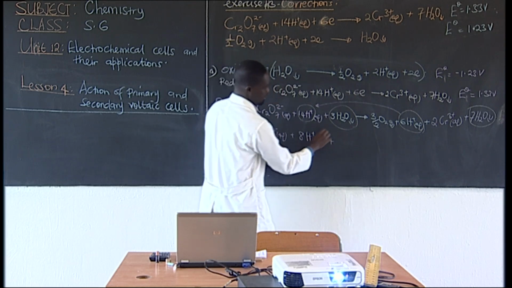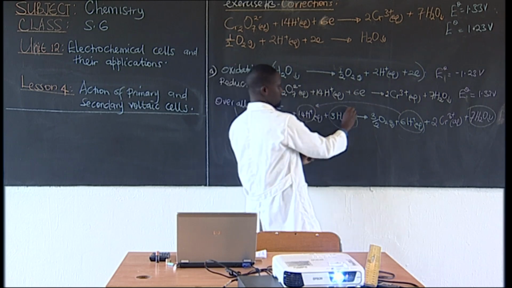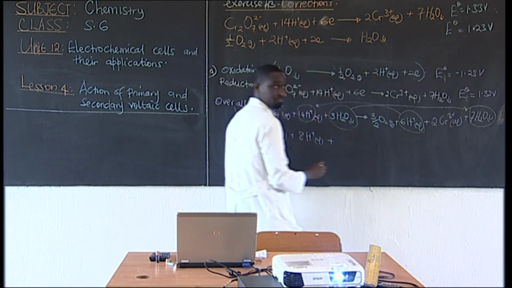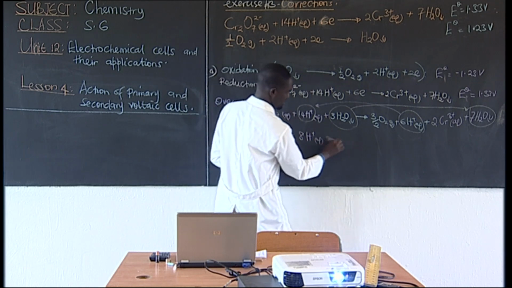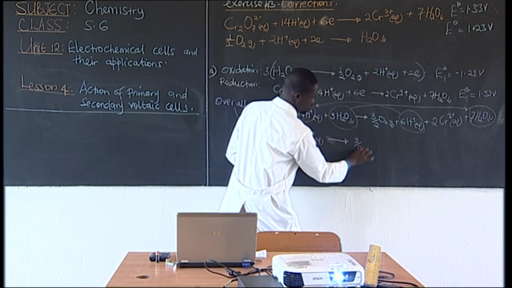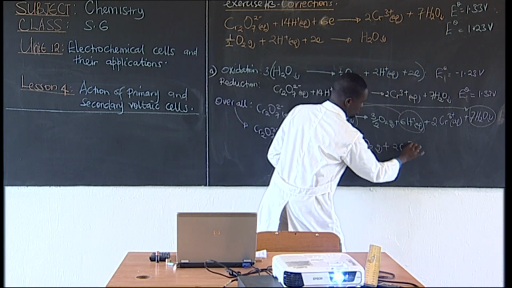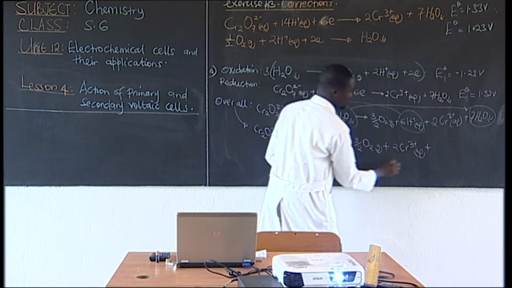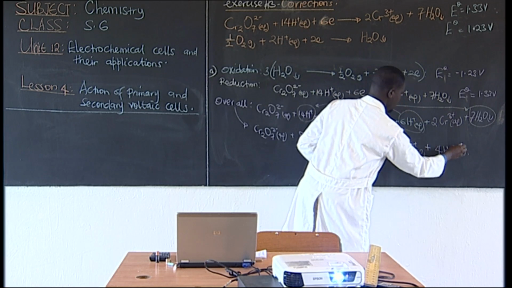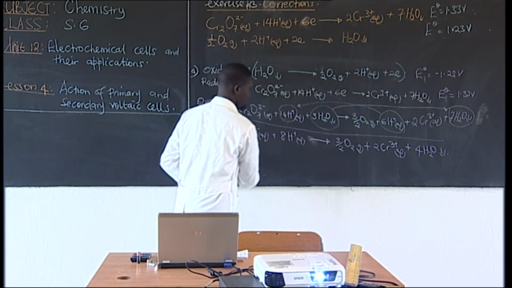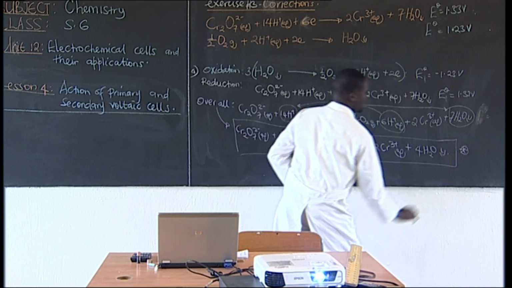Then plus, this is 3, this is 7. So we shall take this water molecule to that side. You're not seeing that? So in here, this ends up this way. It will give us 3, 2 of oxygen gas, then plus the chromium 3 cations, then plus 4 water as a liquid. So now this is our equation. That is our equation.